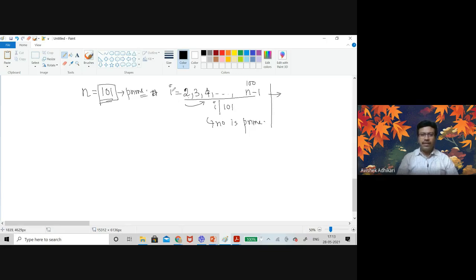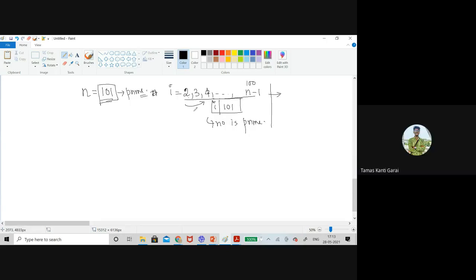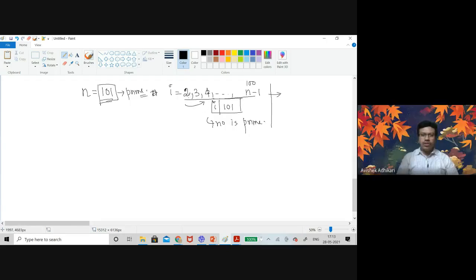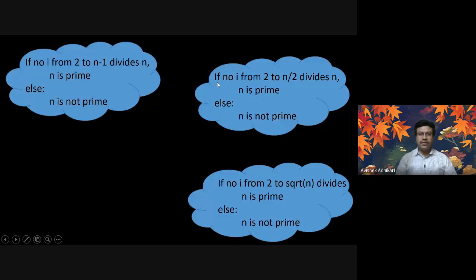So i runs over this range, so how many steps will occur? Quickly. 99 steps. So this is 98 plus 1, so 99 steps one needs to execute. Okay, very good. So can you give some better algorithm to do so?